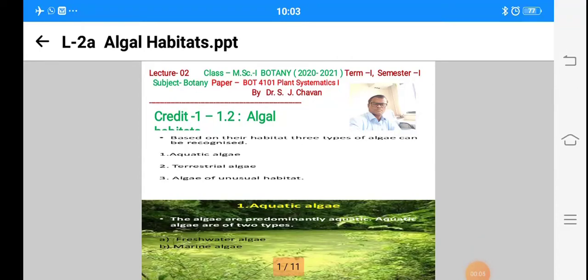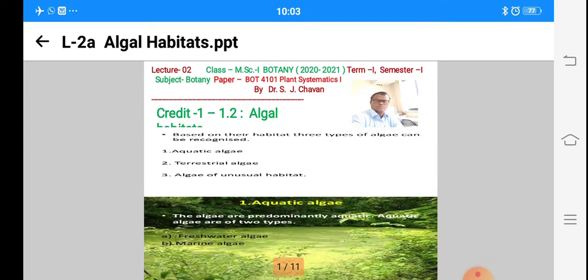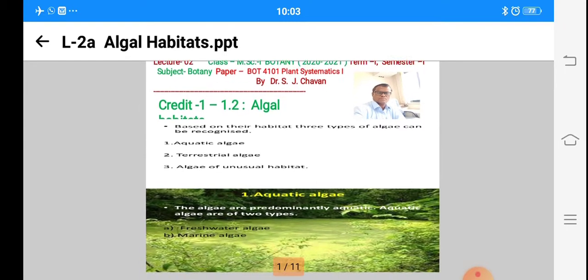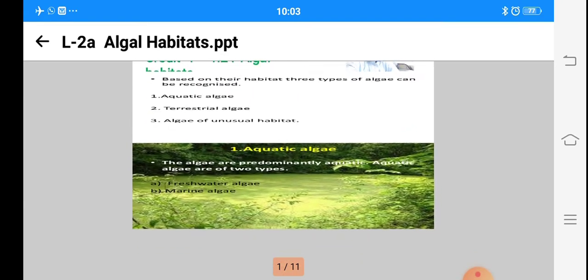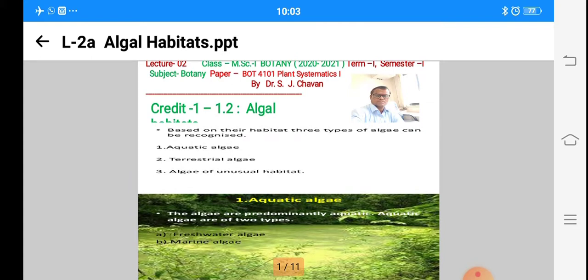So, here on the algal habitats, we are discussing another part. As per the aquatic algal nature, we know these are predominantly found in aquatic conditions, generally in freshwater and marine water conditions.